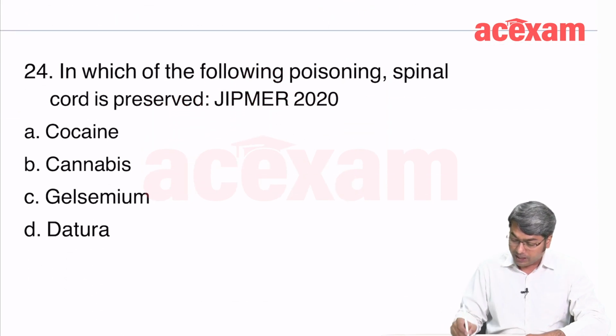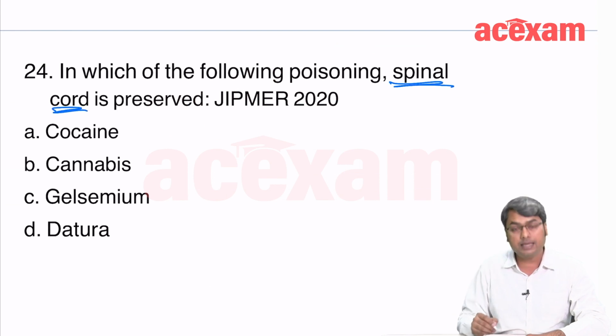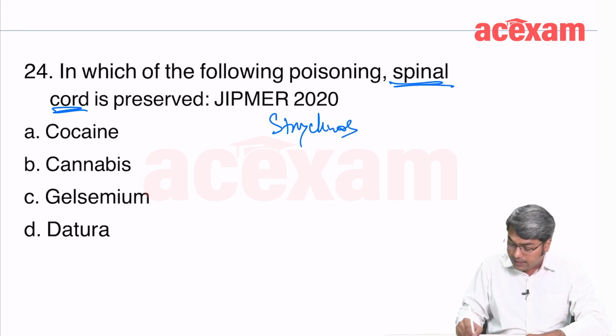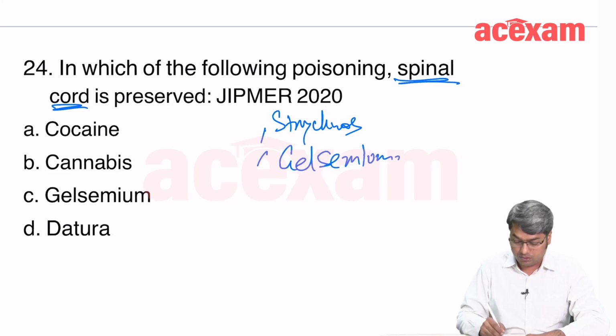In which of the following poisons is the spinal cord preserved? Spinal cord is affected in case of a spinal poison. So what are the spinal poisons? We have strychnos and we also have gelsemium. These are spinal poisons. So the answer is gelsemium.